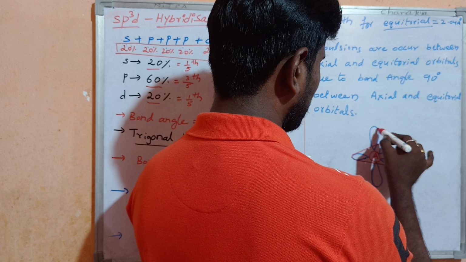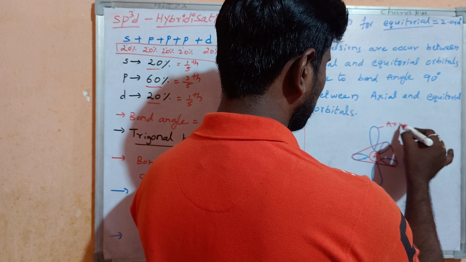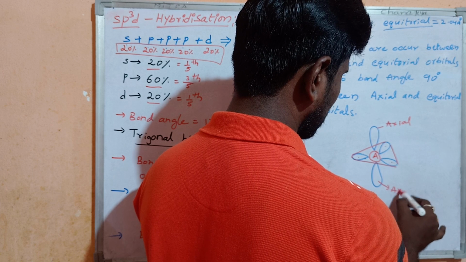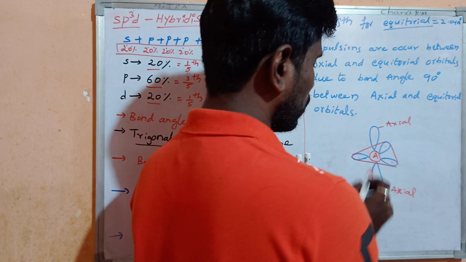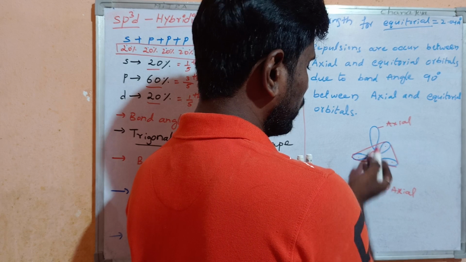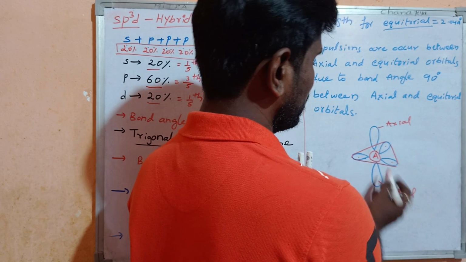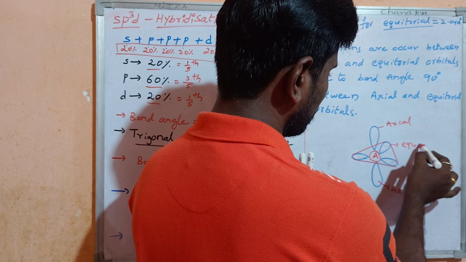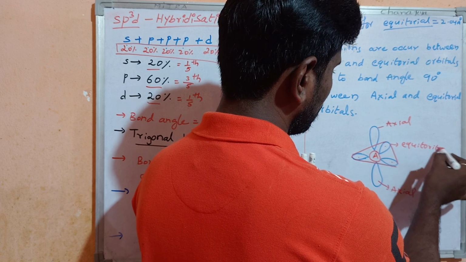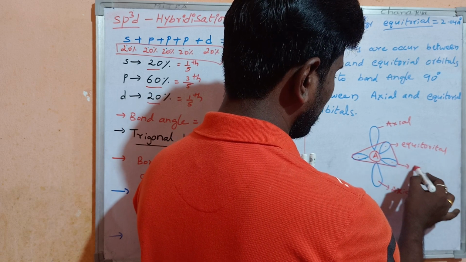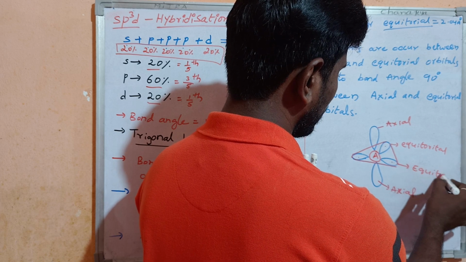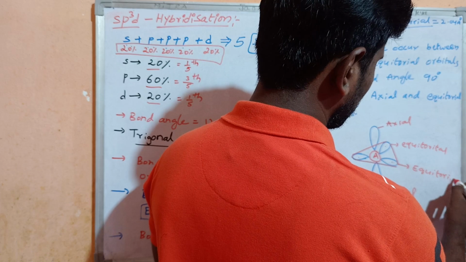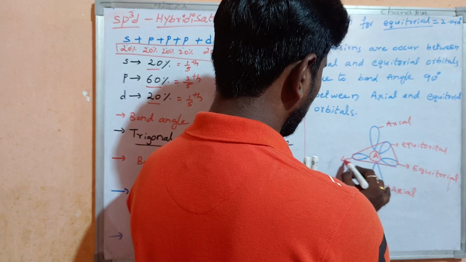This is axial. This is also axial. These axial orbitals, one is above the equatorial orbitals, one is below the equatorial orbitals. These are equatorial orbitals. It is also an equatorial orbital.